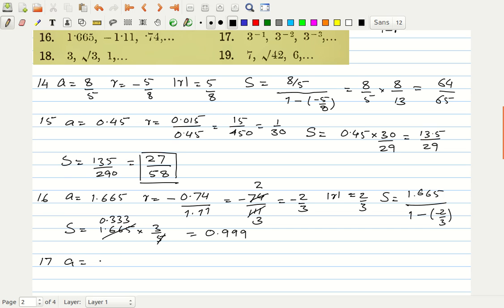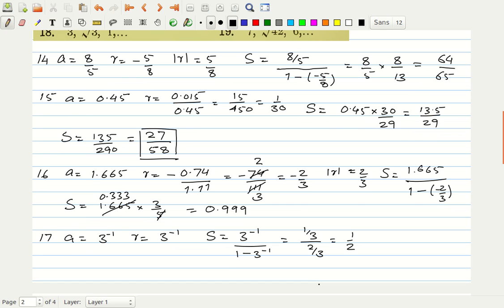In this, A is equal to 3 to the power minus 1, R is equal to 3 to the power minus 2 divided by 3 to the power minus 1, which is also equal to 3 to the power minus 1. We can see that R is less than 1. So sum is going to be 3 to the power minus 1 divided by 1 minus 3 to the power minus 1. This is 1 by 3 divided by 1 minus 1 by 3 is 2 by 3, and you get half. Okay.